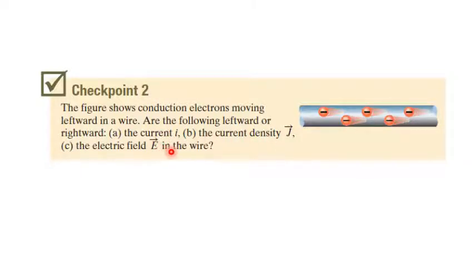The electric field in the wire. Effectively, the electric field starts from the positive side to the negative side. So if the electrons are moving, they are moving towards the positive side. So in this case, the positive side will be here and the negative side will be here. It means that the electric field also would be rightward. So effectively, the electric current, the current density, and the electric field are always in the same direction. And if the carriers are positive charge, the motion of the carrier will be in the same direction as the electric current and the electric field. If the carriers are negative charge, its motion would be opposite to the electric current and opposite to the electric field.